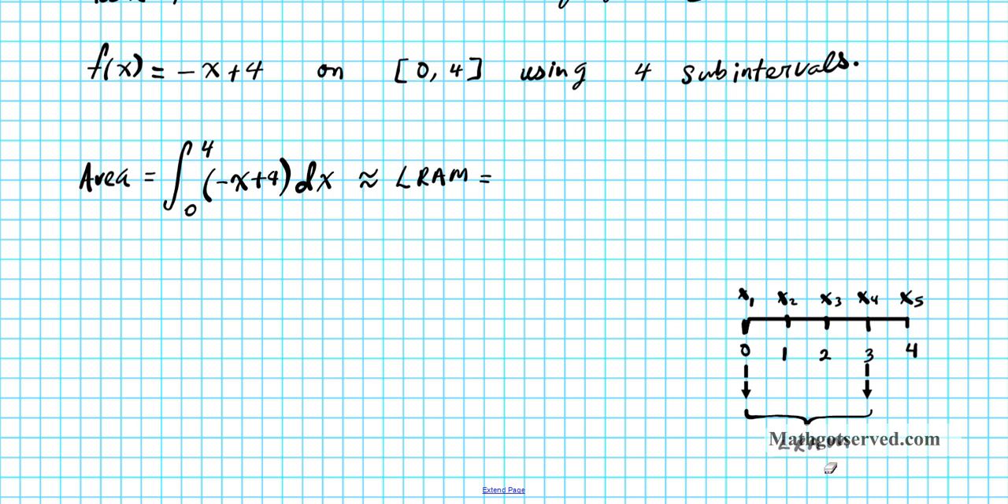Now what if we want to look for the right endpoint rectangular approximation? All we'll do is pick all the points to the right of the left endpoint. So x1, the left endpoint, will be excluded from our inputs. We simply go from x2 all the way to x5, and that gives us the x values to compute our right rectangular approximation. So this right here is RRAM.